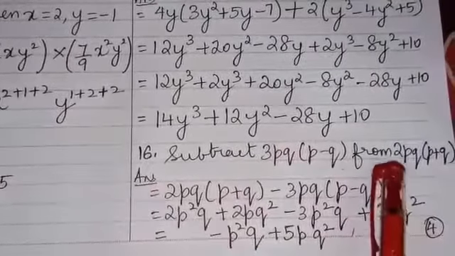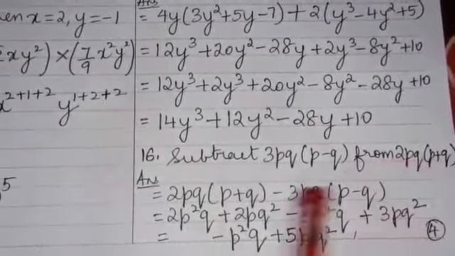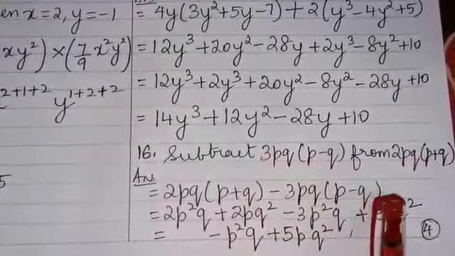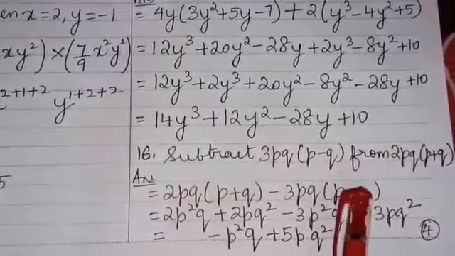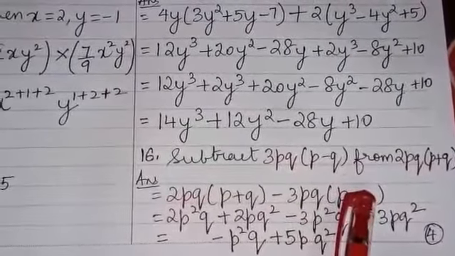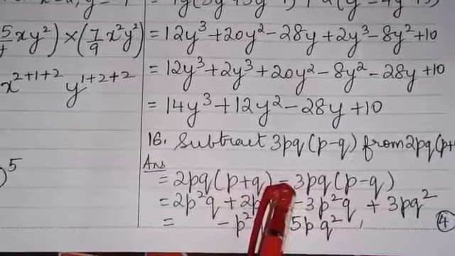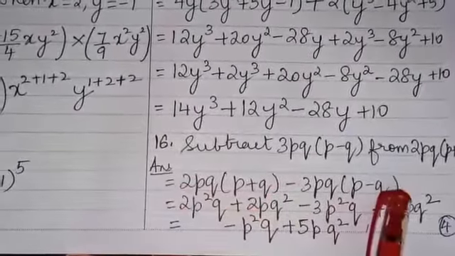I repeat, the expression after "from" must be written first, followed by this expression. And since the two expressions have to be subtracted, we need to connect them with a minus sign. So this will be the first step.